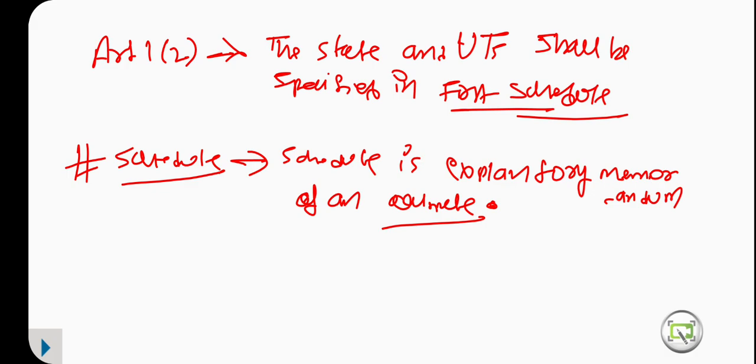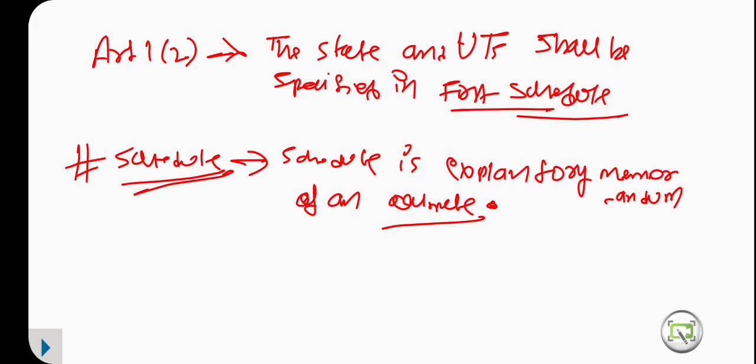It is said that a schedule is an explanatory memorandum. It is the explanatory memorandum of an article. What does it mean? It means that a schedule explains the article in great detail. If the article has only some limited words, then the schedule explains that article in great detail. In simple terms, a schedule explains the content of an article of our Constitution.